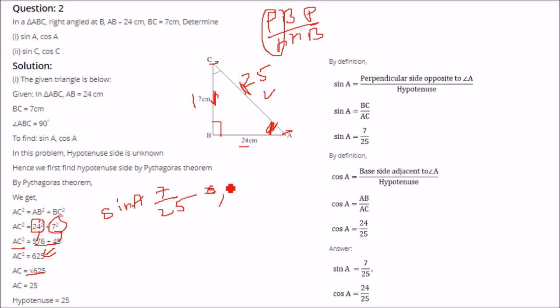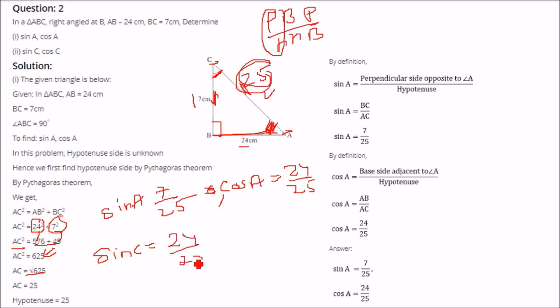Now let us say cos A. Cos A is base upon hypotenuse. For this angle, base is 24, hypotenuse is this one. So this is 24 by 25. But when we take sin C, for this angle, perpendicular upon hypotenuse, perpendicular is what? This one. Hypotenuse is this one. So it is 24 by 25.